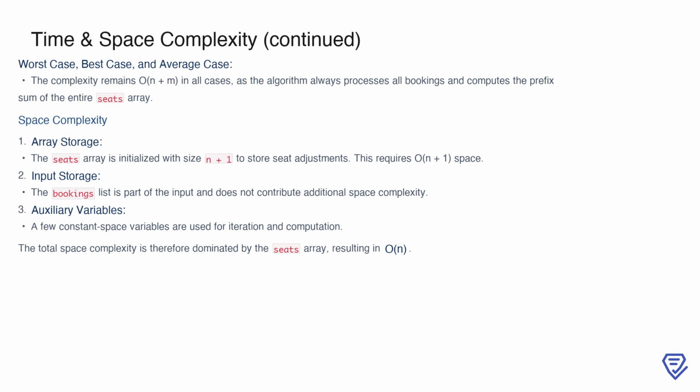Shifting to space complexity, the primary contributor is the seats array, which is initialized with a size of n plus 1. This requires n plus 1 space, which simplifies to n. The bookings list is part of the input, so it doesn't add to the space complexity. Additionally, the algorithm uses a few auxiliary variables for iteration and computation, but these require only constant space. Therefore, the overall space complexity is determined by the seats array, resulting in O(n).